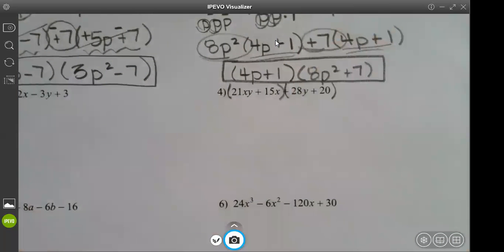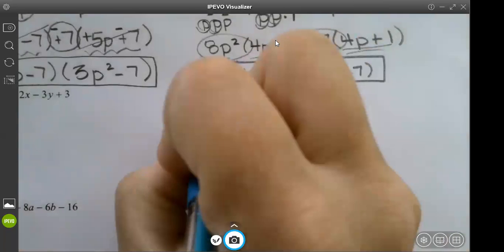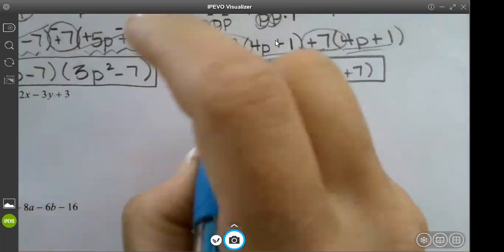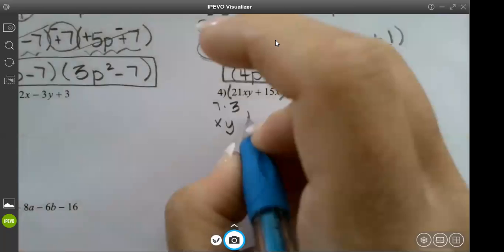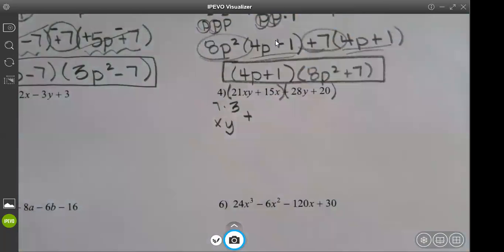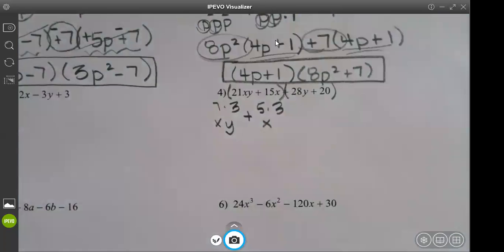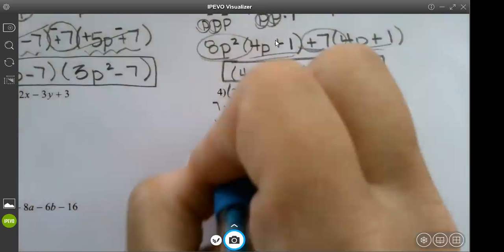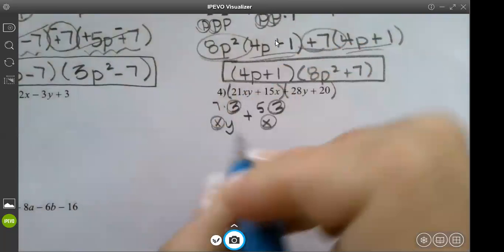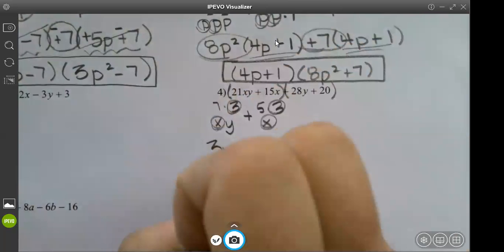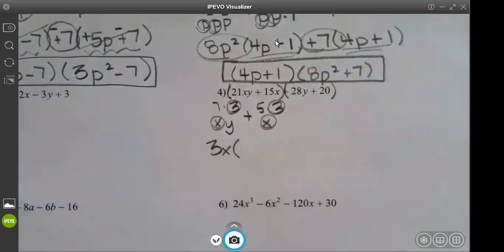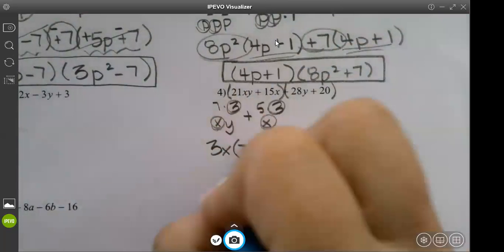21xy and 15x. 21 is 7 times 3, and we have an x and a y. 15 is 5 times 3, and we just have an x. What do they have in common? 1, 3, and an x. Perfect. So I pulled out a 3 and an x. In the very first one, I left 7y and a plus 5.